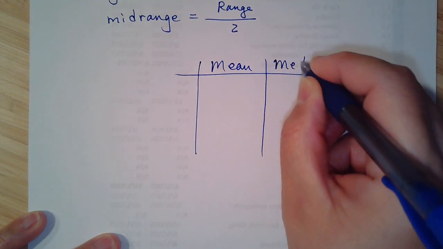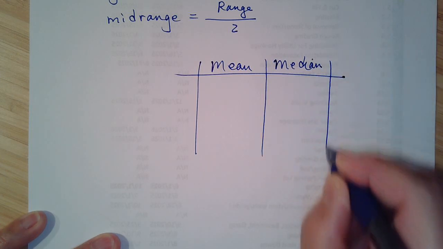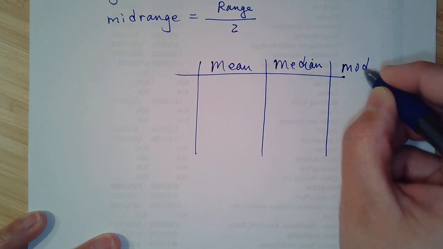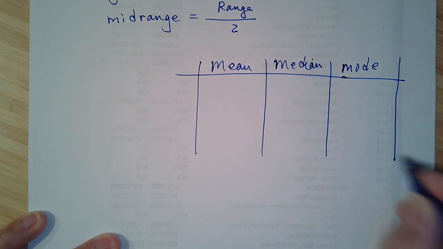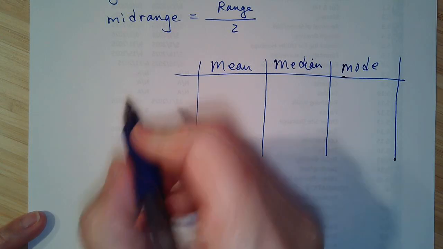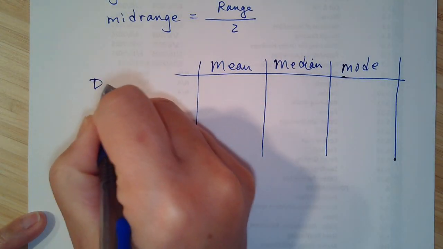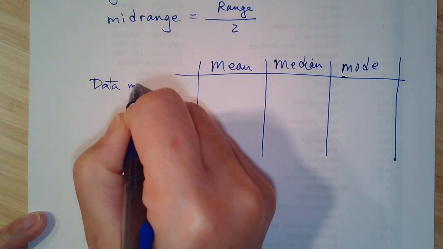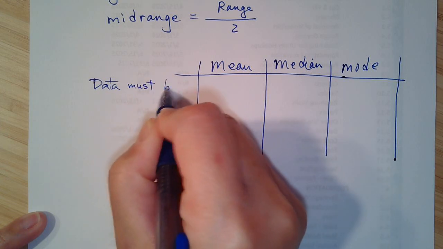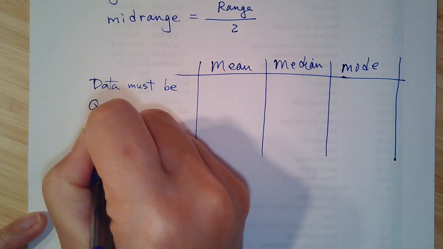All right, now I would like to use a little table to compare mean, median, and a mode. Now, first of all, is data must be quantitative.